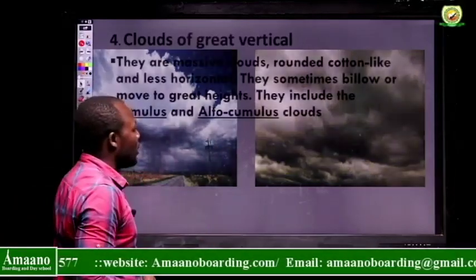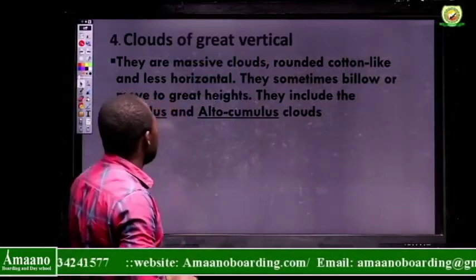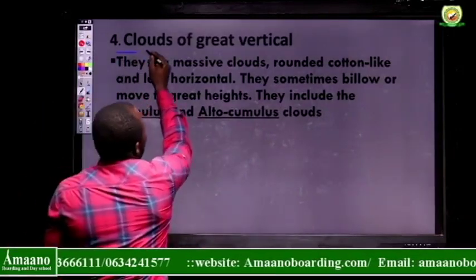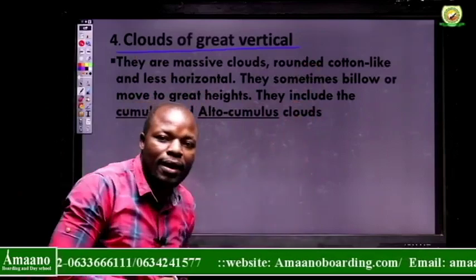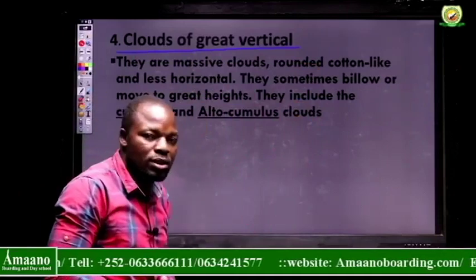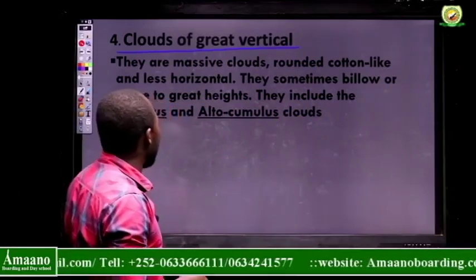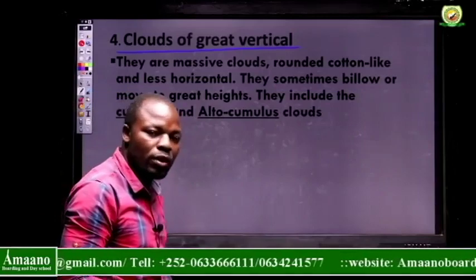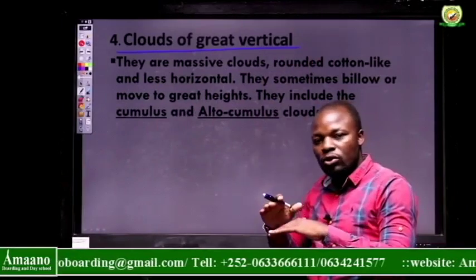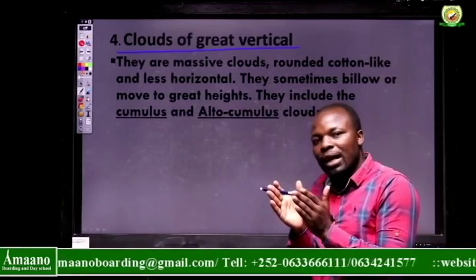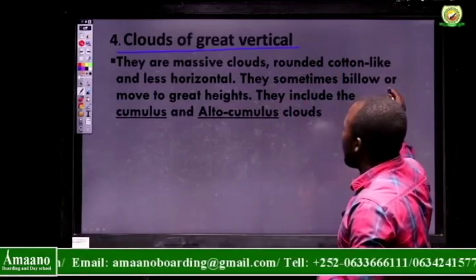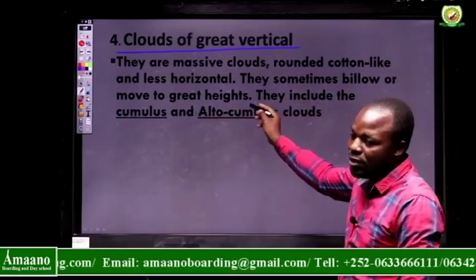Moving on, our final type of cloud is clouds of great height. Class, when we talk about clouds of great height or great vertical extent, they are massive clouds, rounded, cotton-like, and less horizontal. Horizontally, they are narrow, but vertically, they have a great height. They sometimes billow to great heights.